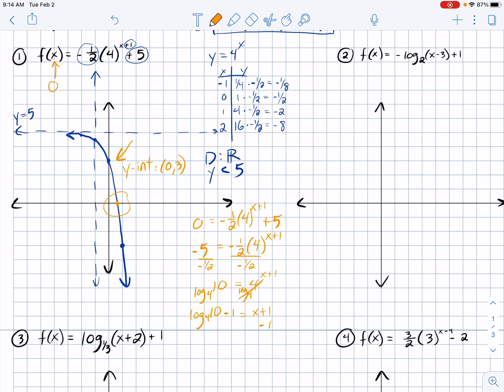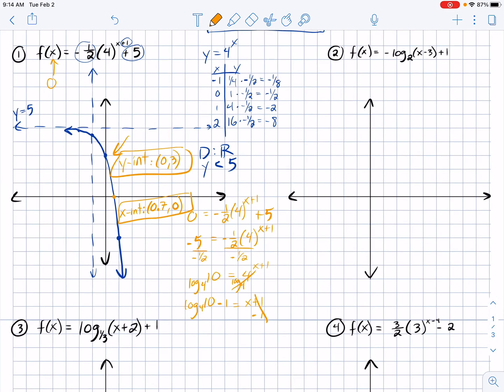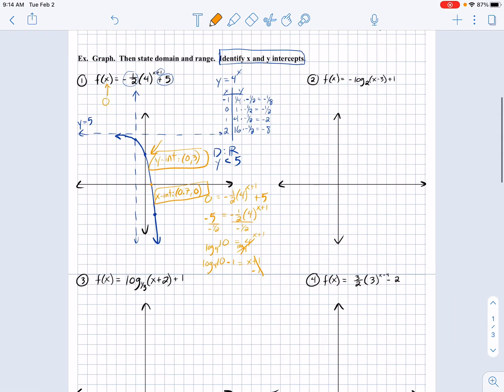Punch that into your calculator. You would get an x-intercept at 0.661. So we'll just say let's just round to the nearest tenth. 0.7, comma 0. That looks like it's at 0.7, right in between 0 and 1. And you have your x and y intercepts, all right? Great, so there might be times where you have to solve algebraically for your x and y intercepts.